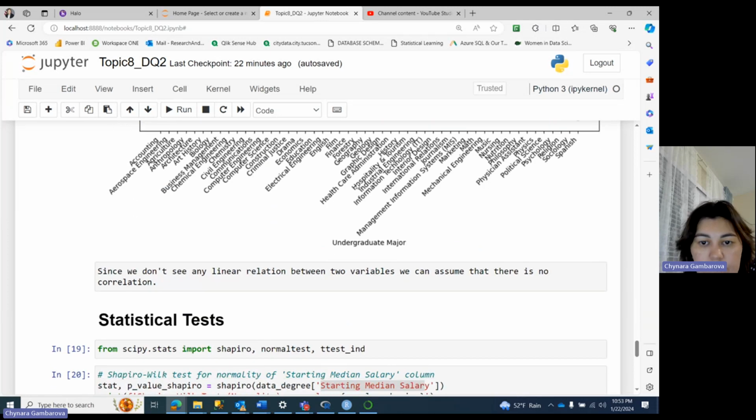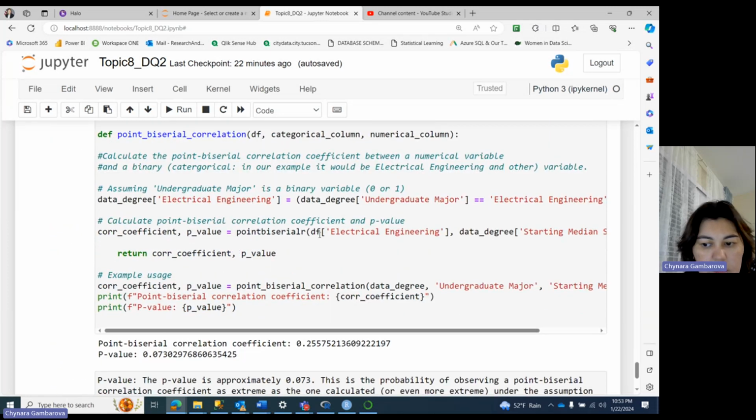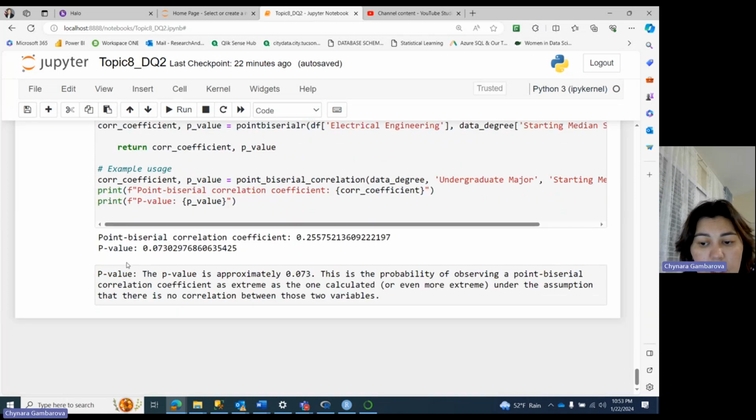To support this conclusion, we can calculate the coefficient. Here I used the point-biserial correlation coefficient, and the p-value is 0.07. If we assume that alpha is 0.1, the p-value is less than alpha, which means that we can reject the null hypothesis, and there is enough evidence to say that there is a correlation.